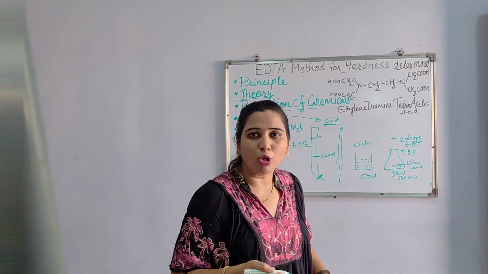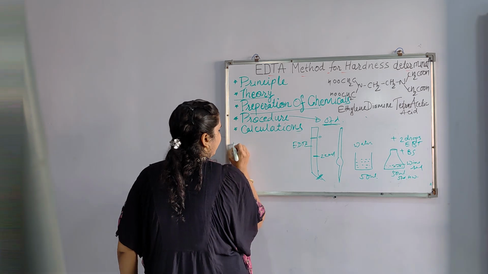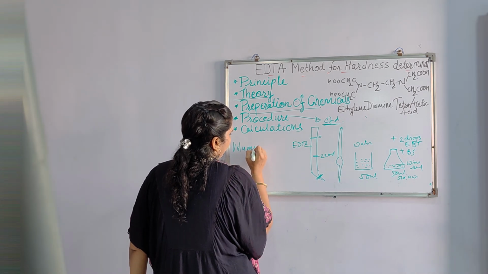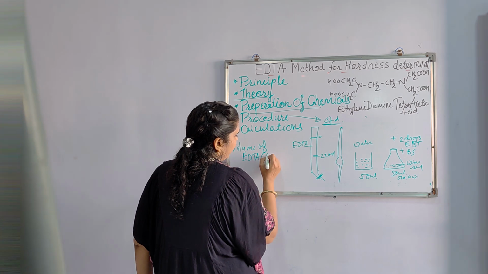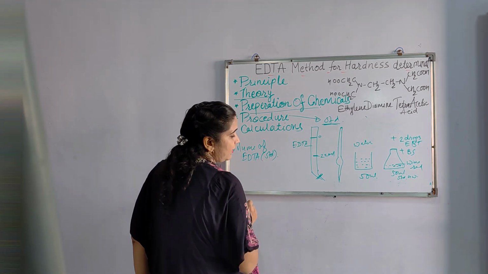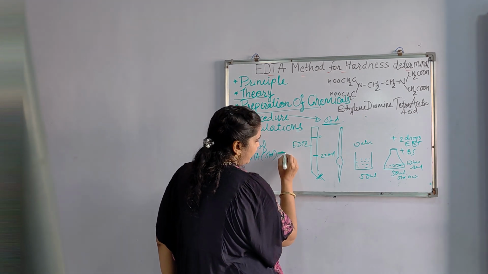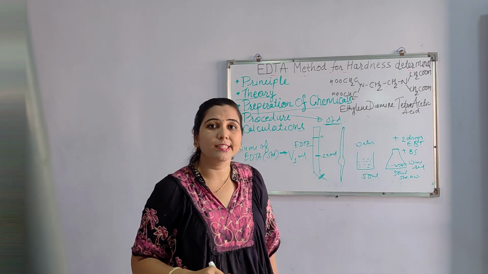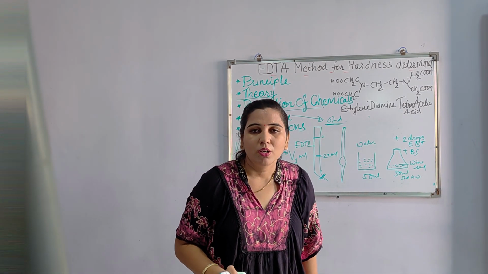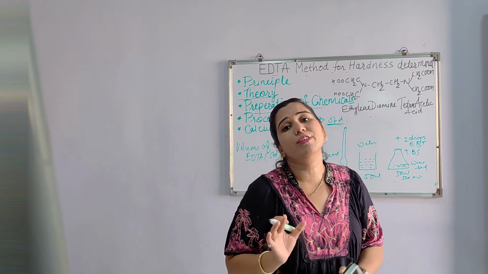So the volume of EDTA which is required is considered here as the volume of EDTA for standard hard water. EDTA for standard hard water is equal to V1 ml. Just this 22 is considered as V1 ml. Got this? In this way we have to carry out all three processes.